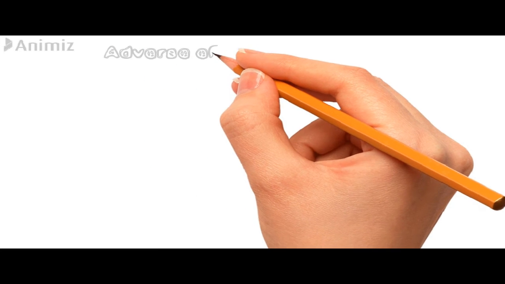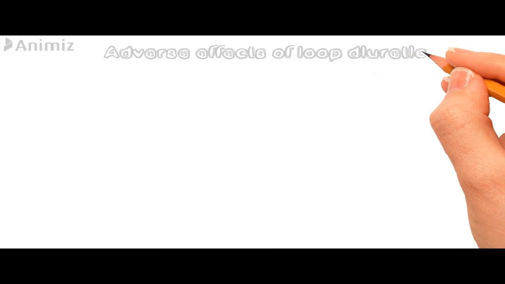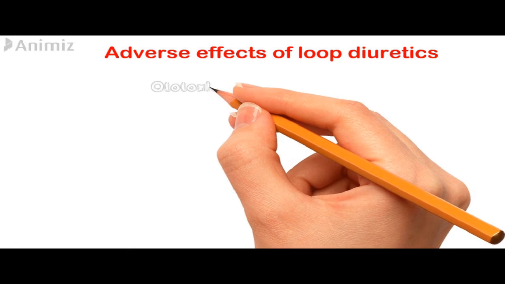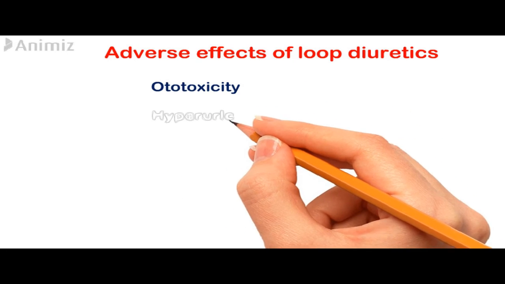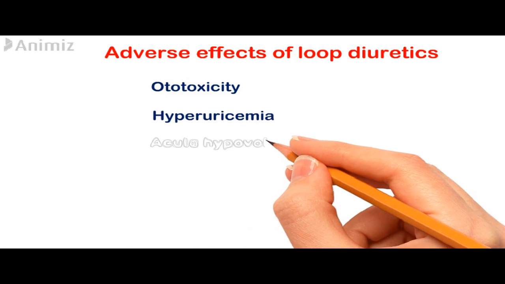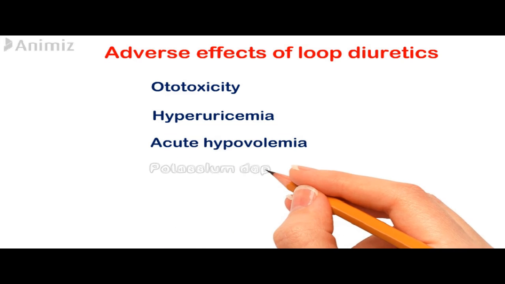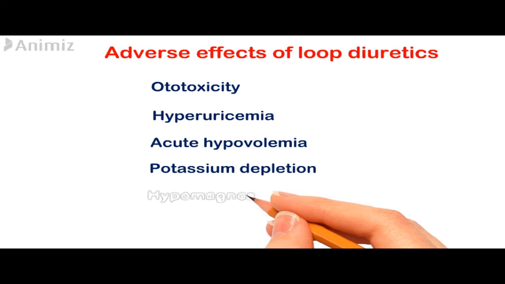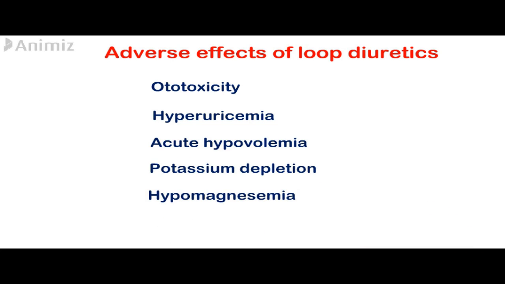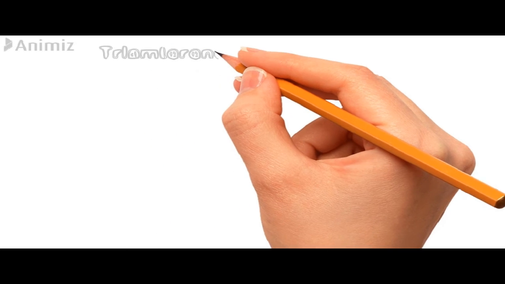Some of the side effects of loop diuretics include ototoxicity, especially when they are used in combination with aminoglycoside antibiotics. Ethacrynic acid is most likely to cause deafness. Other side effects are hyperuricemia, acute hypovolemia, potassium depletion, and hypomagnesemia, and they can be corrected with intravenous or oral supplementation.